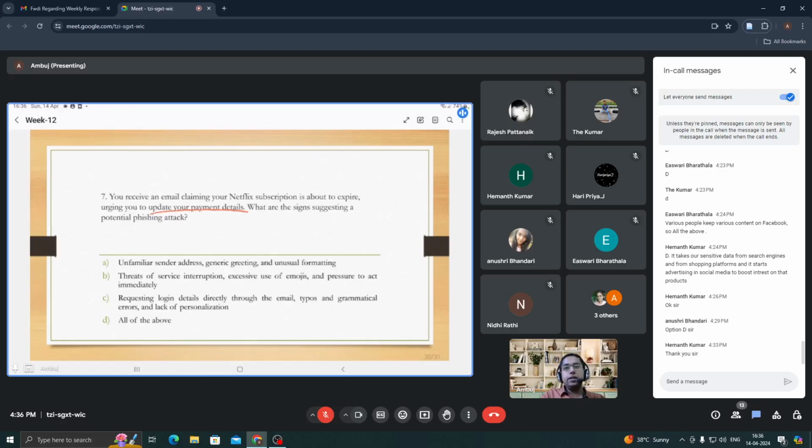First option is unfamiliar sender address, generic greeting, and unusual formatting. Another option is threats of service interruption, excessive use of emojis, and pressure to act immediately. Then another option is requesting login details directly through email, typos and grammatical errors, and lack of personalization. And the last is all of the above. Try to answer this question.